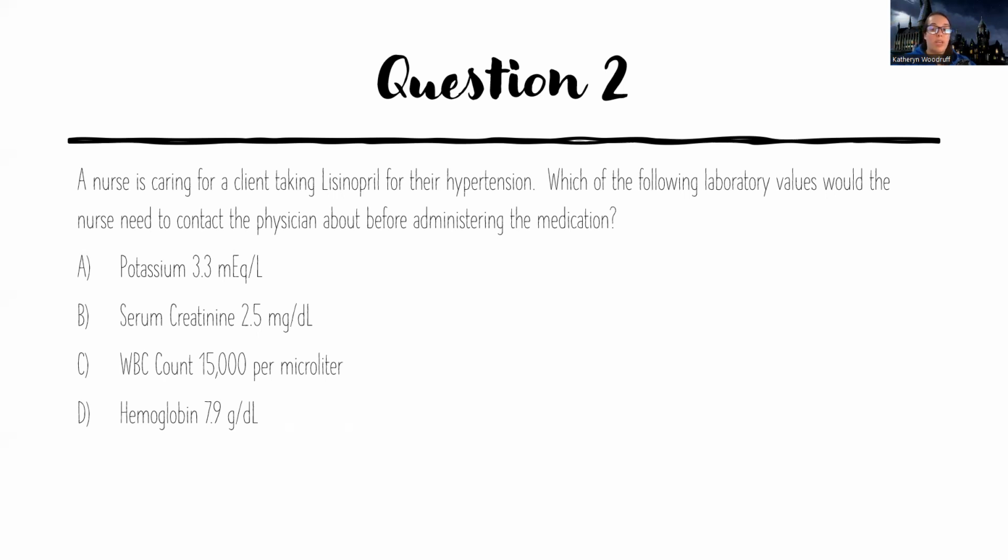So in other words, sometimes we can just look in a lab question and see what's abnormal. Not always, but sometimes. But in this one, everything's abnormal. So now I need to know which one of these makes it not safe to give lisinopril.